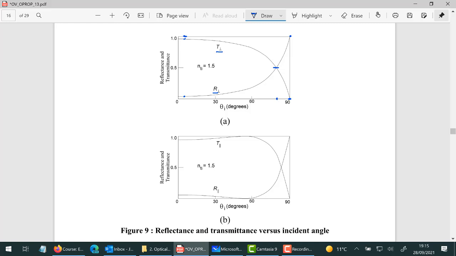For the parallel polarization, we can do the same thing again. Remember, for the parallel polarization, we have Brewster's angle, and so Brewster's angle means that the amount of light which gets reflected is 0, and so the amount of light which gets transmitted is 100%. So we go through that Brewster's angle as we've seen before, and again, as we go to 90 degrees incident angle, 100% of the light gets reflected and none of it gets transmitted.